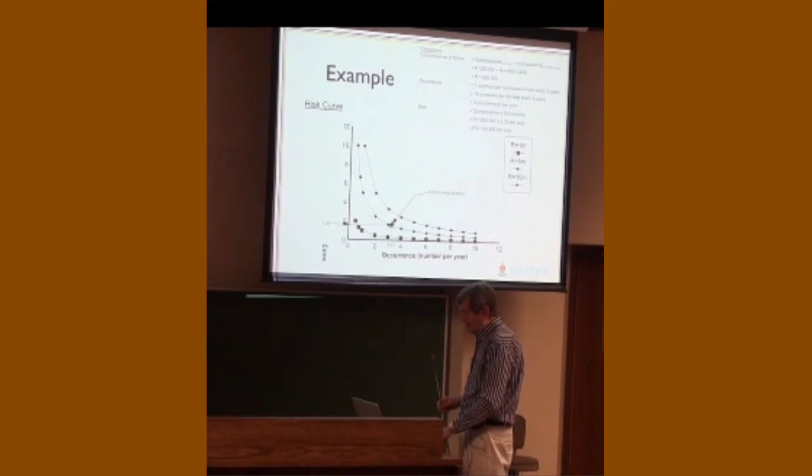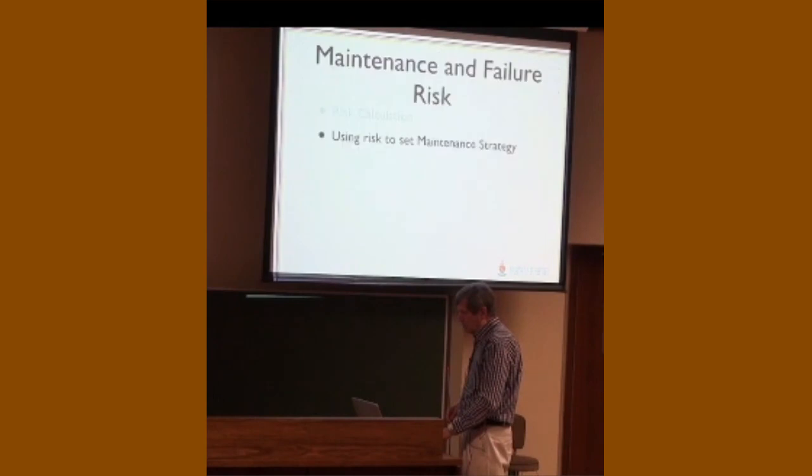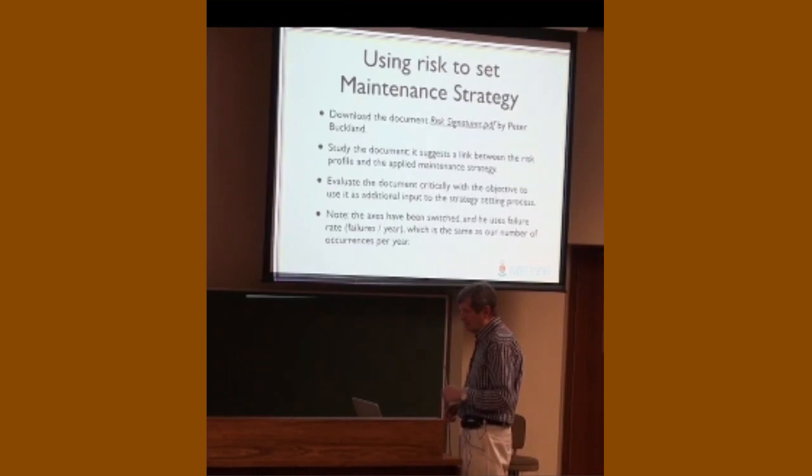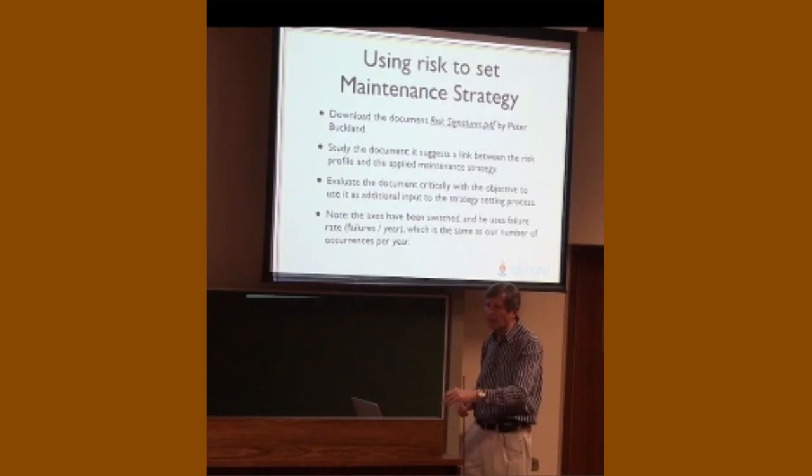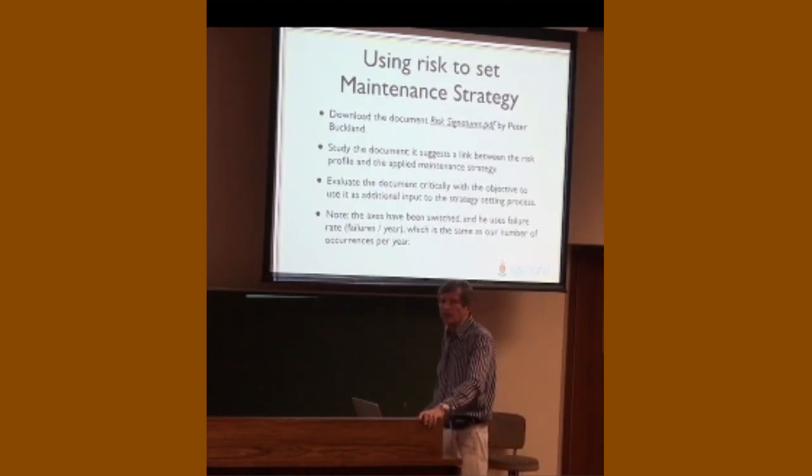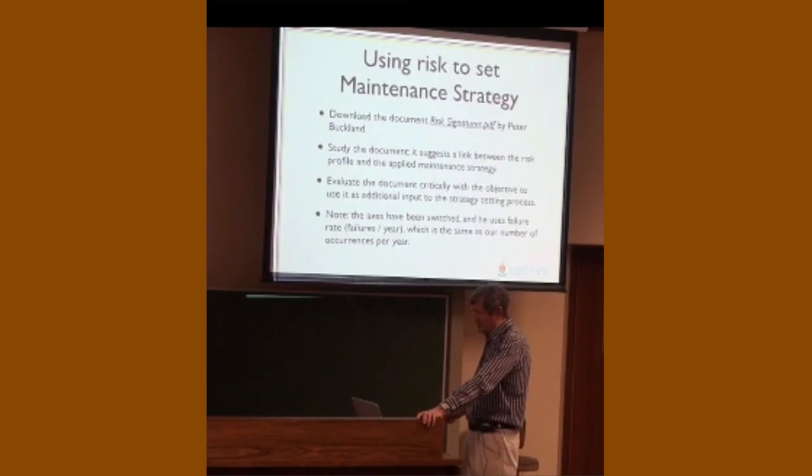So we then say, how do we now use that? After we've calculated, using risk to set maintenance strategy, we say, download the document Risk Signatures by Peter Buckland. That's one of the guys that's quite a leader in Australia, in the Asset Management, the Institute of Asset Management, or whatever it is called. I'm a member and now I can't even remember the name of that.